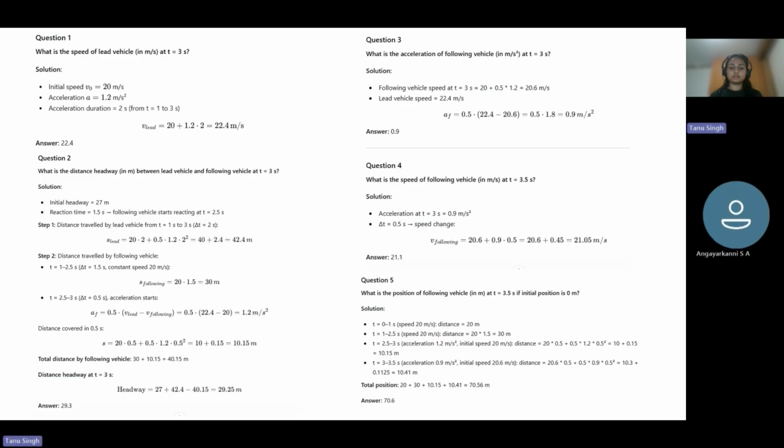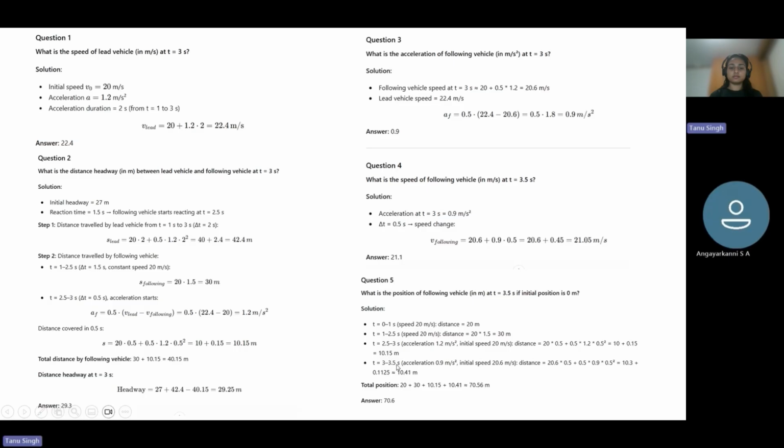Then from 2.5 to 3 seconds, acceleration is 1.2 meter per second square, that we have calculated here, and the initial speed is 20. So in distance we get 20 into 0.5 plus 0.5 into, that is ut plus half at square, so u into t plus half a, which is 1.2, into t square, we get 10.15 meter.